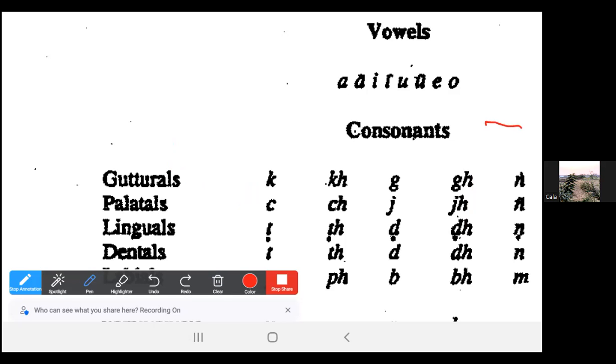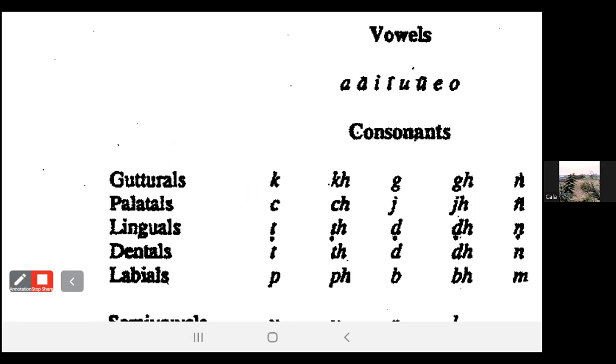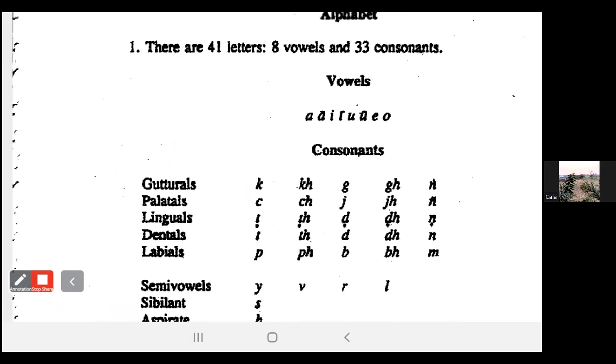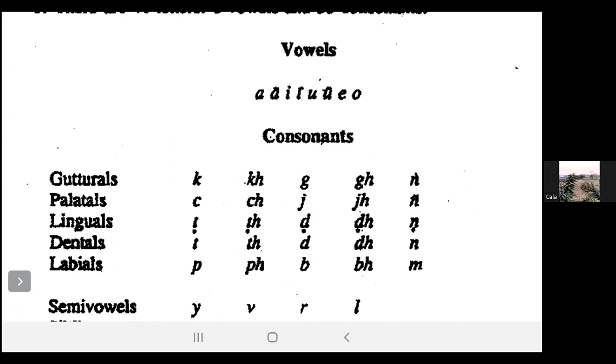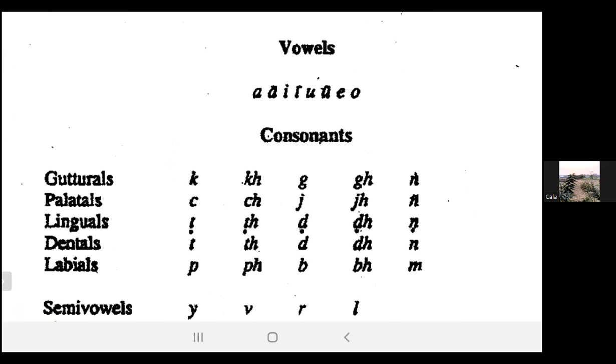I hope you can follow the screen. Okay. Let me adjust the screen. Okay. Ka. Ga. Nga.